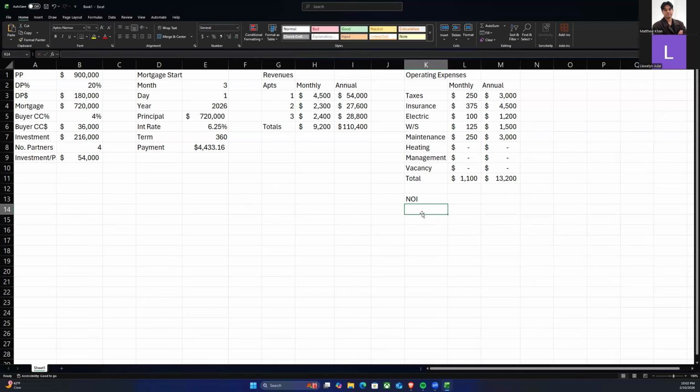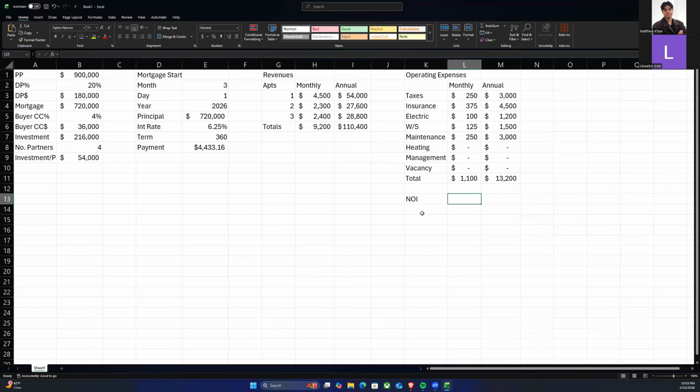But we are going to calculate the net operating income. The net operating income is only about the operating expenses and the revenues, right? It does not include the debt service. And notice the word operating, exactly like the operating expenses. It's the same for Bob or me. It doesn't matter.